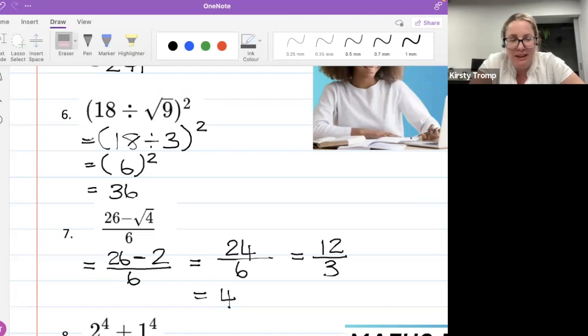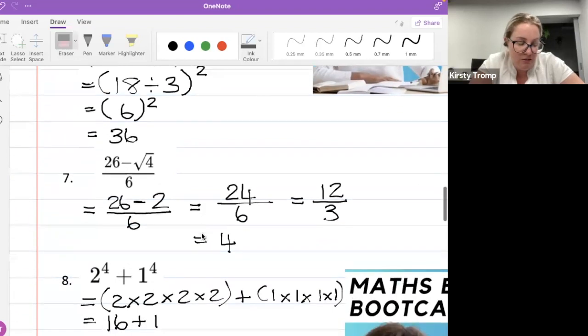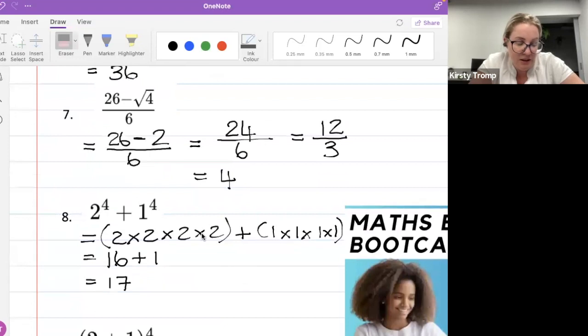Dimple, you unmuted? Yes. Ma'am, I don't understand question number 7. Okay. Where did I get my 4? What goes into 24 and 6, Dimple? What can I divide 24 and 6 by? 12? Okay, 12. Cool. I'm happy to do 12.